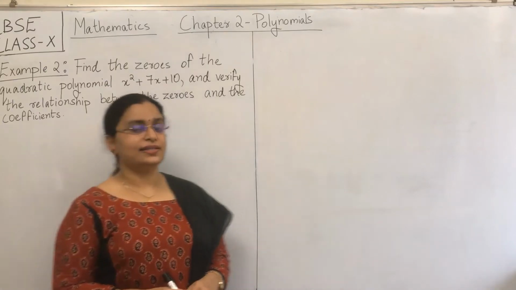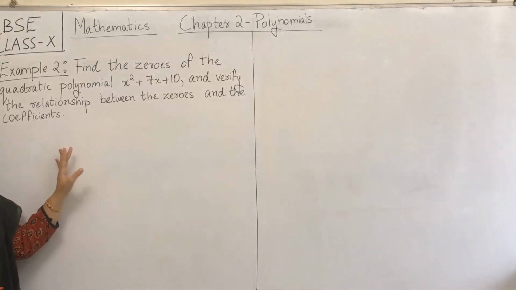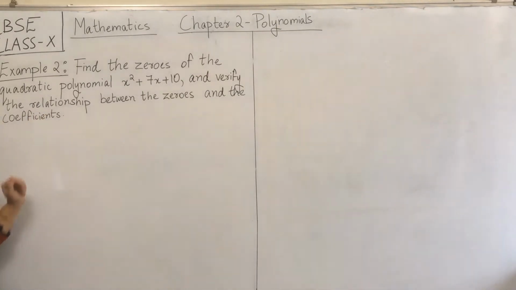We are doing example number 2 from the text. Find the zeros of the quadratic polynomial x square plus 7x plus 10 and verify the relationship between the zeros and coefficients. Let us find the zeros of the quadratic polynomial x square plus 7x plus 10 and verify the relationship between the zeros and the coefficients.